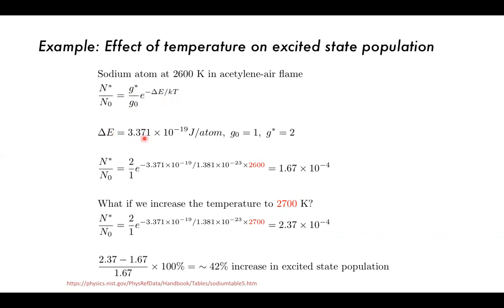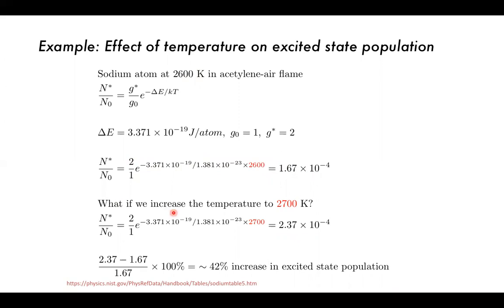So delta E is going to be the change in energy, which is 3.371 times 10 to the minus 19 joules per atom. The degeneracy of the ground state in this instance is 1, and the excited state is 2. So then we fill in the numbers into our equation. We have here the population ratio between the excited and the ground state, the degeneracy, the delta E, the Boltzmann factor k, and then T is temperature, so that's 2600, which we were asked. Then we find out that this ratio is 1.67 times 10 to the minus 4.